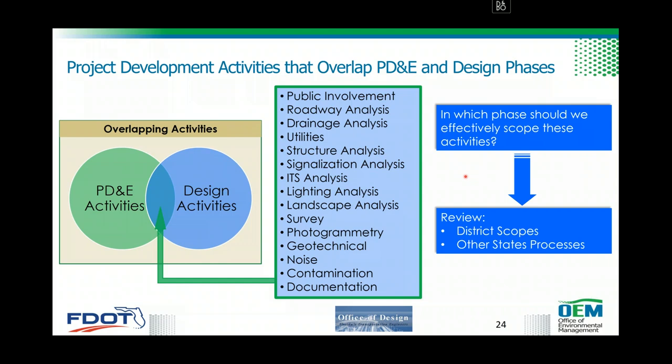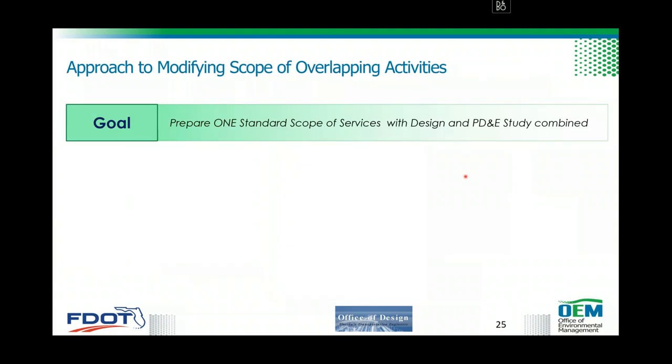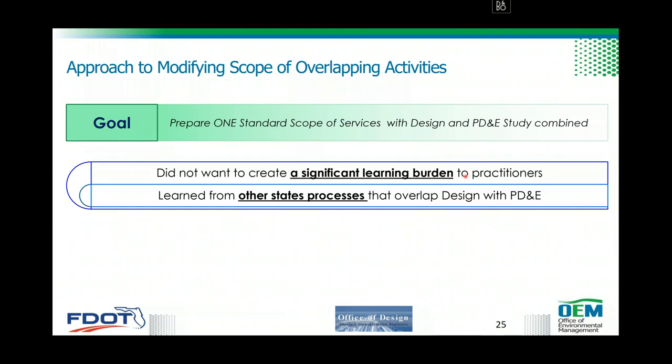To answer that question, we reviewed district scopes and other states' processes that overlap PD&E and design. I'll stop here and say that this was the most daunting exercise. It took a lot of our time to decide where to scope public involvement activities, and where to scope roadway analysis activities which overlap both PD&E and design, such that those activities will support development of roadway plans, and at the same time support development of the NEPA document, which means alternatives analysis, environmental impacts, as well as environmental course of action documentation. This was the goal. In doing that, as I said, it was the most daunting activity and very complicated. Some of the members of the team could attest to that.